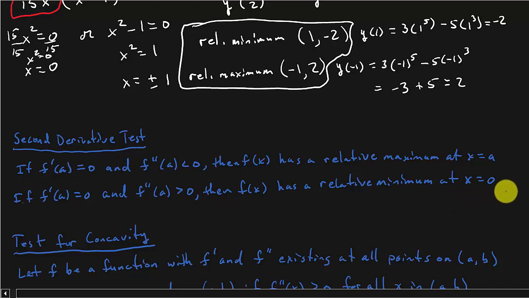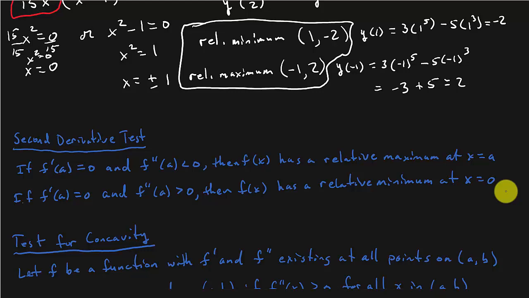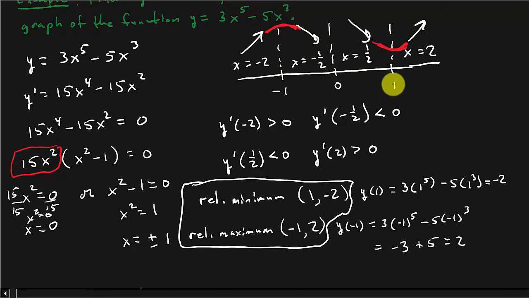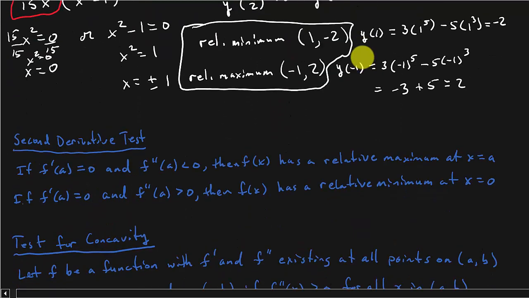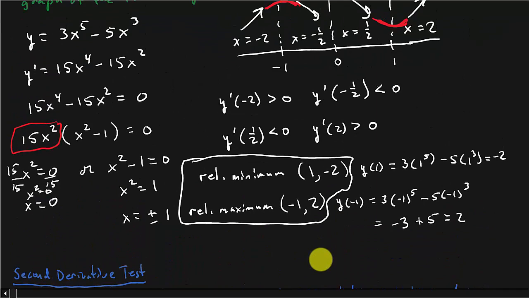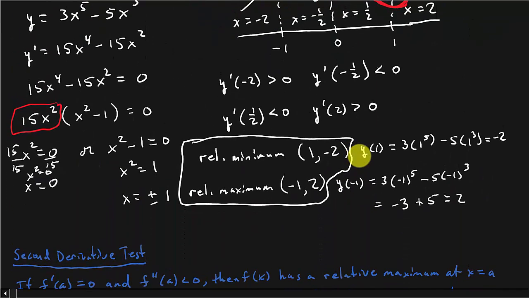So the other way that we can determine if it's a maximum or minimum is we can plug the critical numbers in. You see that? We can plug these critical numbers into the second derivative. If it's negative, it's a relative maximum. If it's positive, it's a relative minimum. And I guess I'll just show you that real quick.